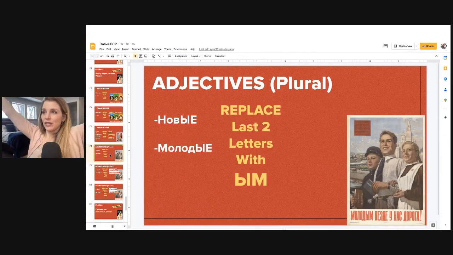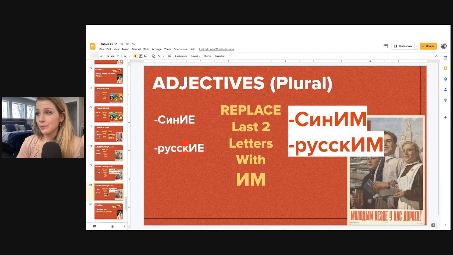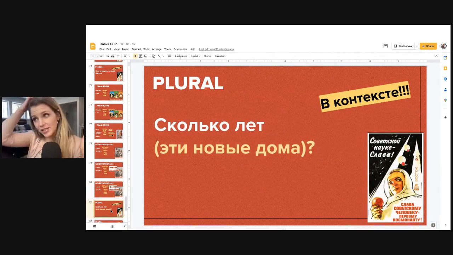Let's do adjectives. Here are our typical plural adjective endings. ые, ие. And we're going to replace those very important last 2 letters of an adjective with ым. So like over here in this poster, молодым везде у нас дорога. There's always a path for our young people. Так. And then if it's a soft stem, and if it also is affected by the 7-letter spelling rule, then we write им. Okay? So, вот, практика в контексте.